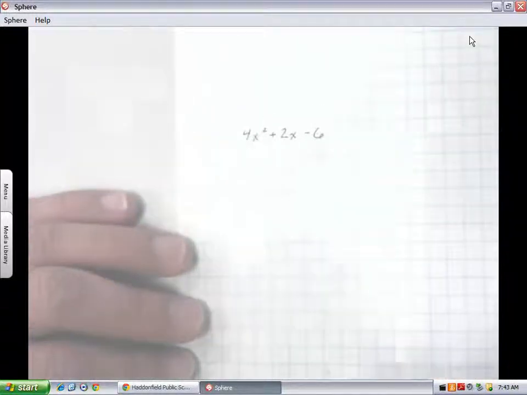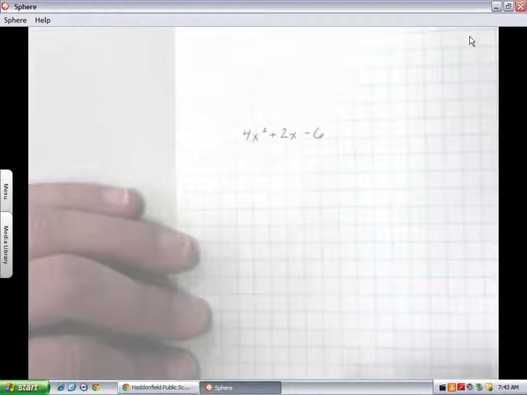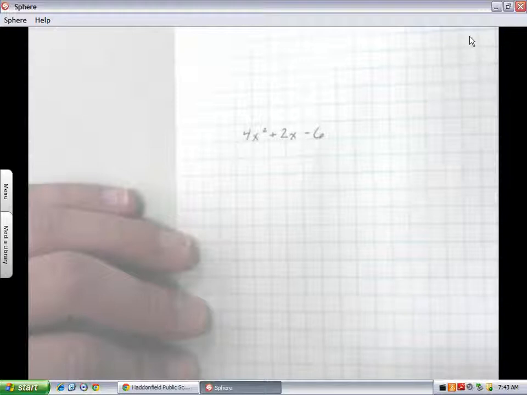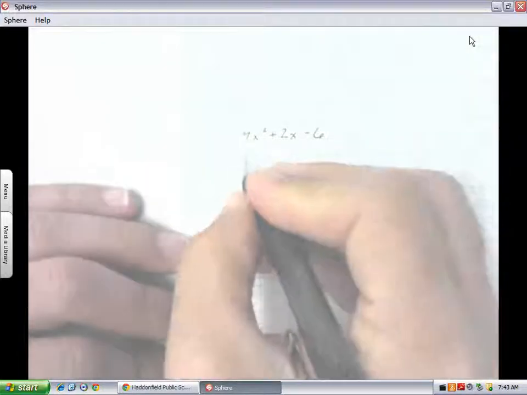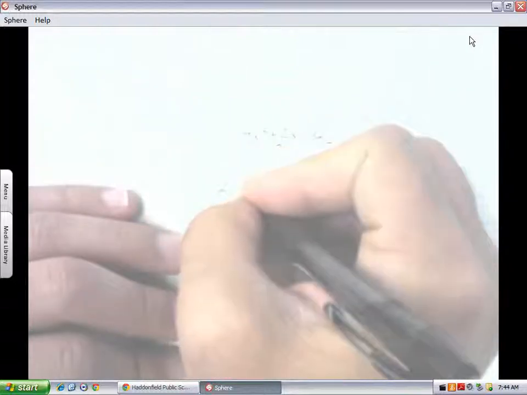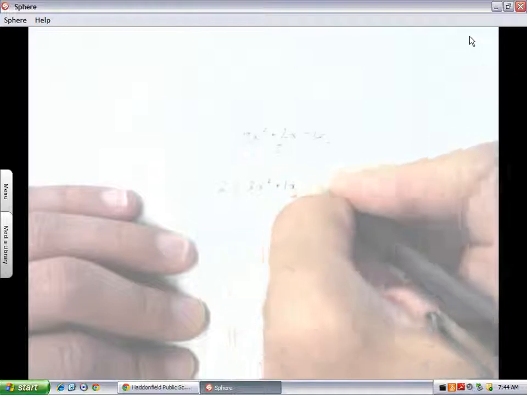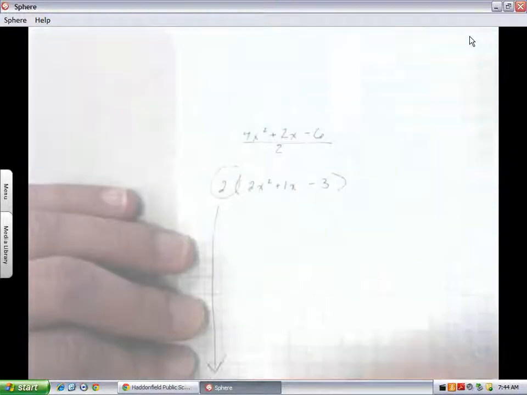One more example where it certainly gets a little more complicated. You just have to remember that all of the other things we learned with factoring still need to be true. So I still need to look for a GCF, which in this case is 2. So I'm going to take that 2 out. I'm left with 2x squared plus 1x minus 3. Now that 2 is just going to follow my problem down to the end.